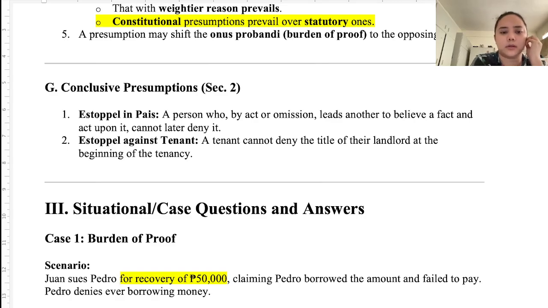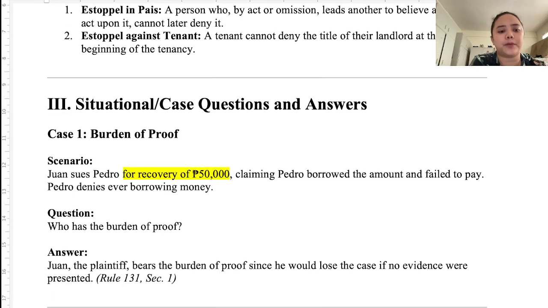Okay. Again, si Juan naghulam kay Pedro sang 50,000. Nagkasuhan niya si Pedro. Uy, balik sa akon ang 50,000 nga ginhulam mo sa akon. Gindenay ni Pedro nga naghulam siya sang kwarta. Sa sini nga case, who has the burden of proof? The plaintiff bears the burden of proof, since he would lose the case if no evidence were presented. Very clear. Okay? He has the burden of proof.